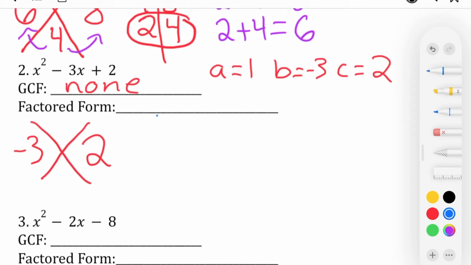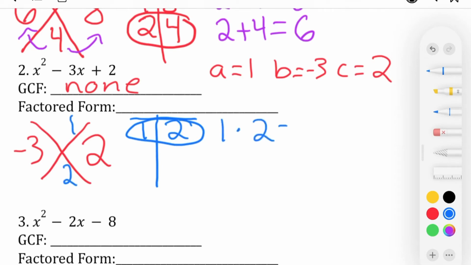Again, if you cannot see the magic numbers, you can start with a table. Smallest number that can go into 2 is 1. 1 times 2 is 2. Can we add and subtract 1 and 2 to get to negative 3? Yes. So those are our magic numbers. Now, 1 times 2 gives us 2, but if we do 1 plus 2, that does not give us negative 3 that we want. So we gotta kind of switch things around.